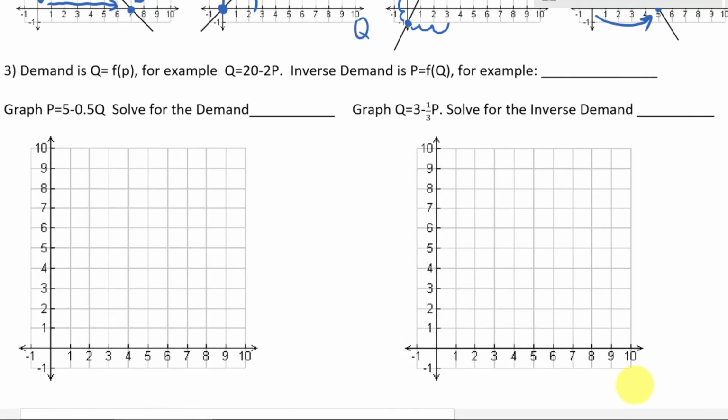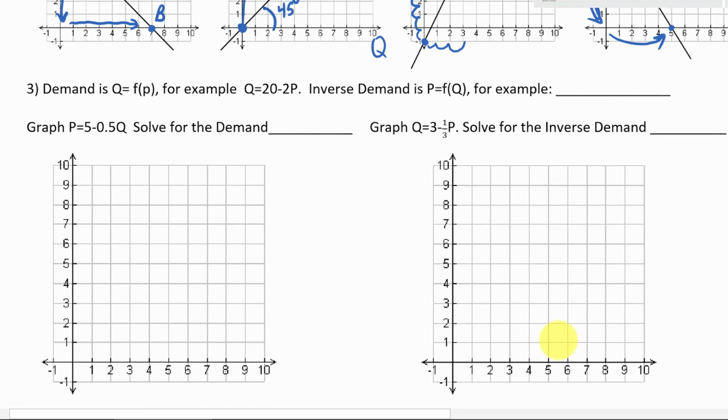Next thing I want to discuss is the difference between what we call a demand function and an inverse demand function. Demand is when we can plug in a price into a function and it gives us the quantity. All right? So demand is Q equals some function of price. So for example, a linear demand function, when we're really calling it demand, what we want is Q on the left-hand side by itself, and then some function on the right involving price. So this is a demand function, Q equals 20 minus 2P.